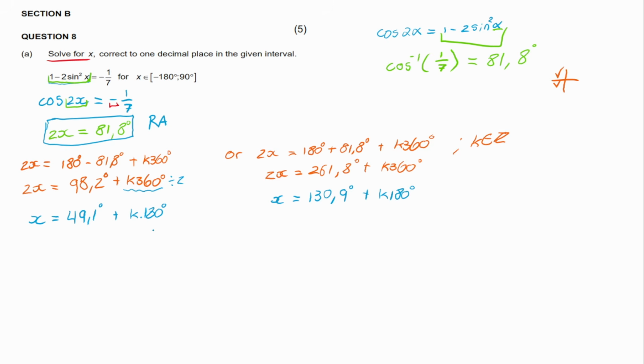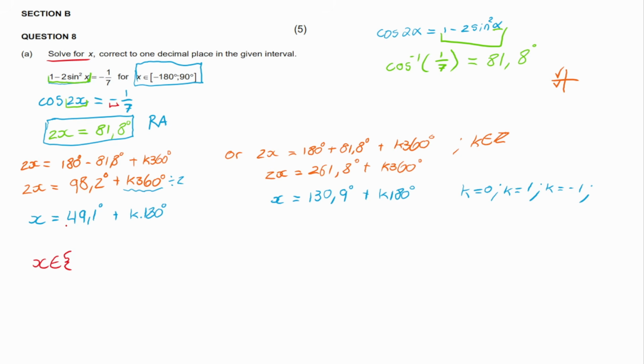Okay, so there is our general solution, but we need to answer on this interval over here. x is an element from negative 180 to 90 degrees. So we need to choose values of k. So for example, k is 0, k is 1, k is equal to minus 1, etc. So we need to choose integers, and we're going to be plugging into this k over here to determine our x values. So we know we're going to be having some x values.